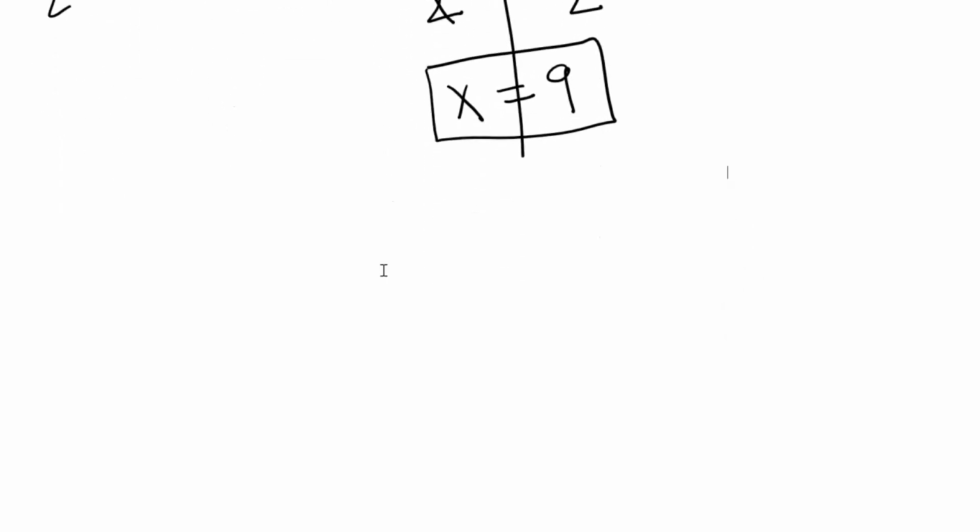Okay, let me show you one more example. We're getting a little bit more complex. So we started out really simple. Now we're getting a little bit more complex each time. So now I'm going to have something like 2x plus 3 equals 4x plus 21.